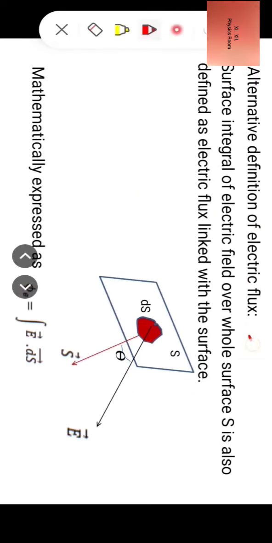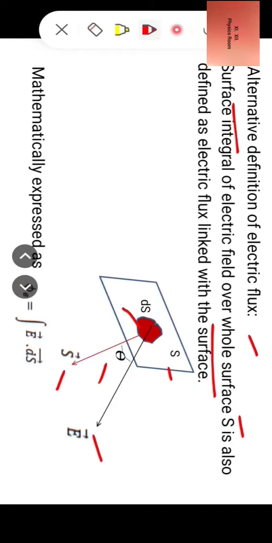Now, the alternative definition of electric flux. Surface integral of electric field over whole surface S is also defined as electric flux linked with the surface. Now look at the diagram. This is surface S, this is small surface ds, this is the area vector of ds, and this is the electric field vector. E and ds vectors are inclined at an angle theta.